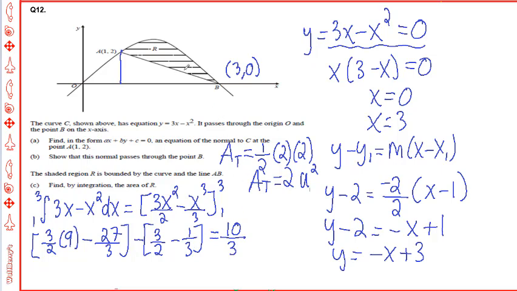So the shaded region here is going to be this minus this, because that's on the top, it's higher. So it has more area. So the bigger area minus the smaller area gives you the area in between. So the total area, the final area, is 10 over 3 minus 2, which is the same as 10 over 3 minus 6 over 3, which gives you 4 over 3.